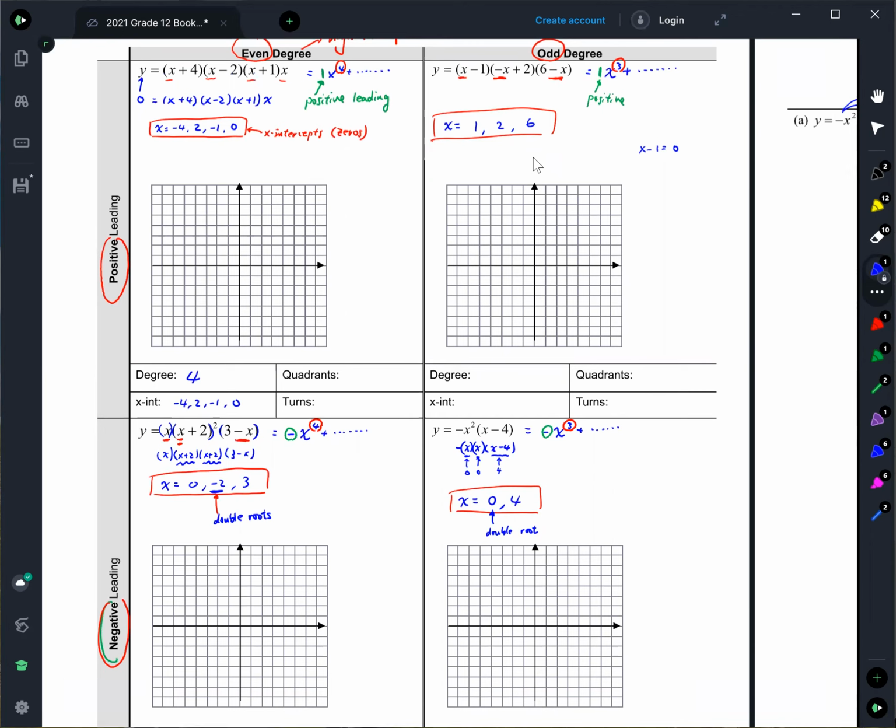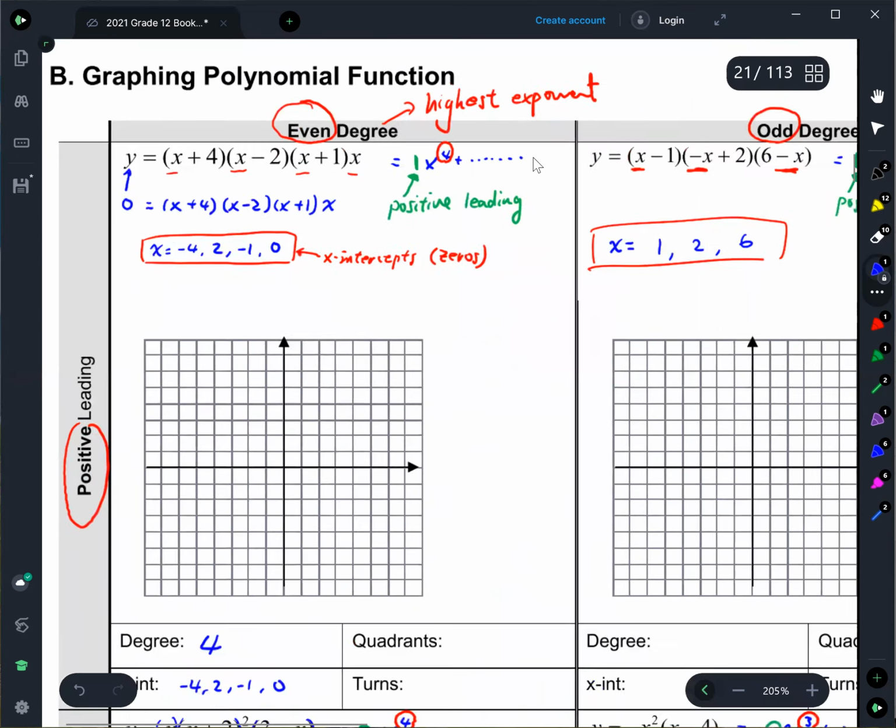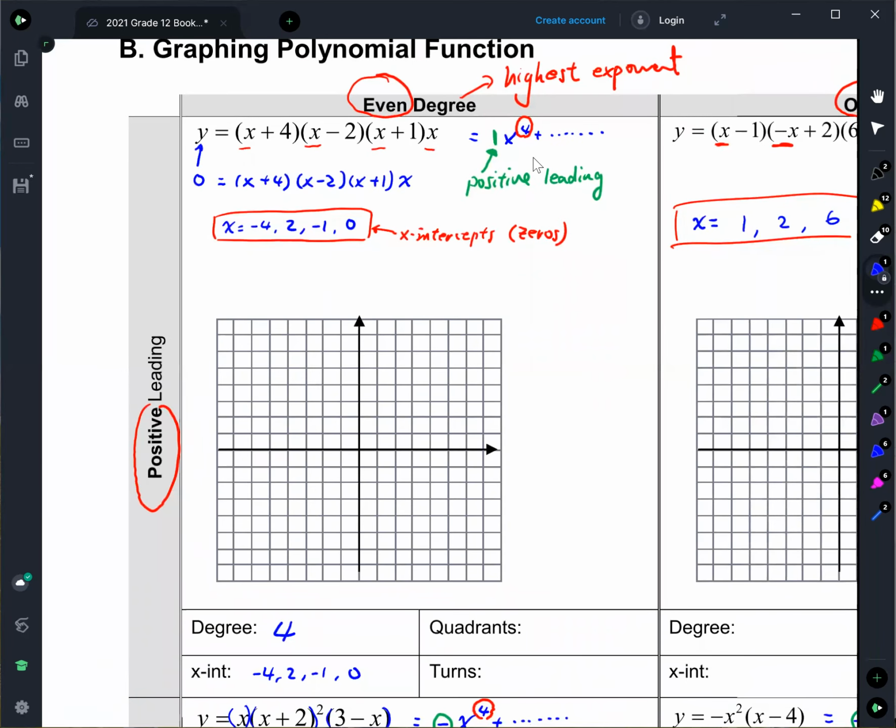So how does that help us graph? Okay, so we make this chart for a reason. Even positive, they all have similar shape. Here we have a degree of 4. Another even number is a 2. So x squared will have similar graph as x to the 4. So we can write it on the side here. Similar to y equal x squared.